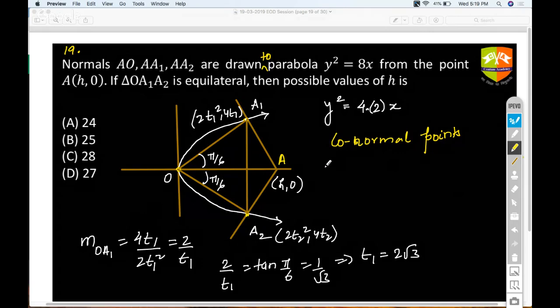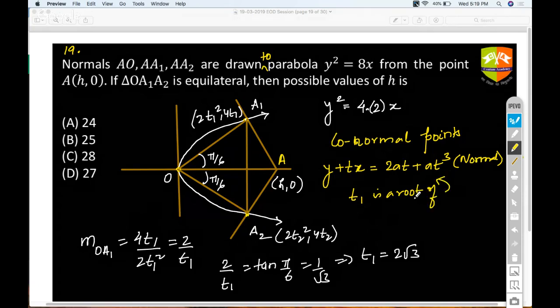In other words, what I'm trying to claim is that if I have the parametric equation of the normal, which we all know is this, the equation of the normal at any parametric point T, then T1 is a root of this equation. T1 is a root of this equation, correct? Similarly, you can have this slope, let's say T2, then T2 is going to be negative of 2 by root 3. So this is also going to be a root of this equation.